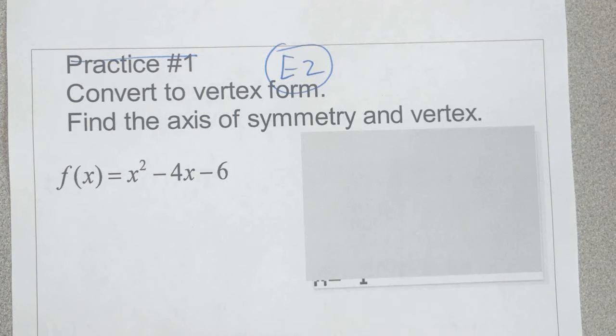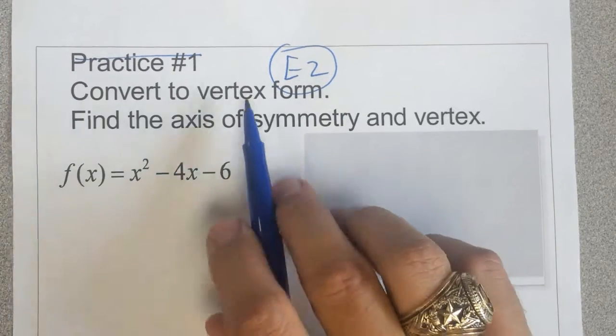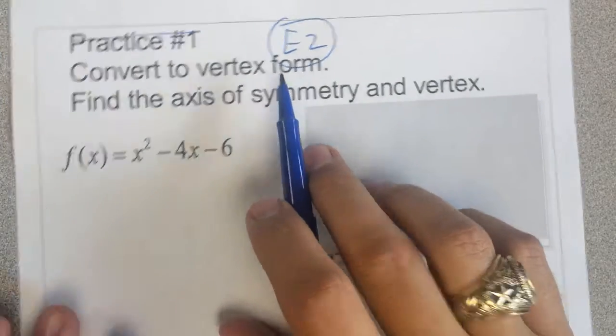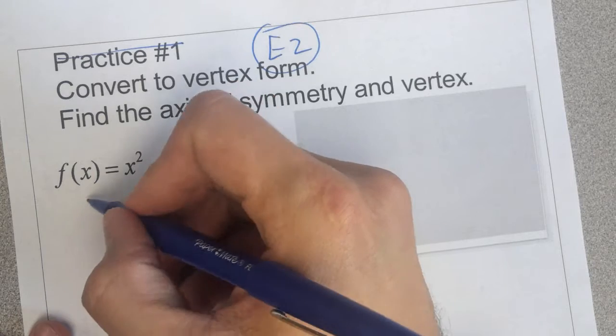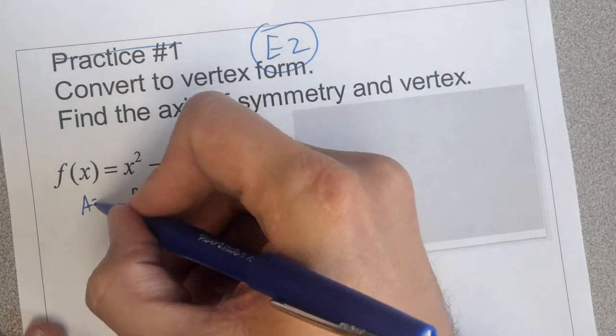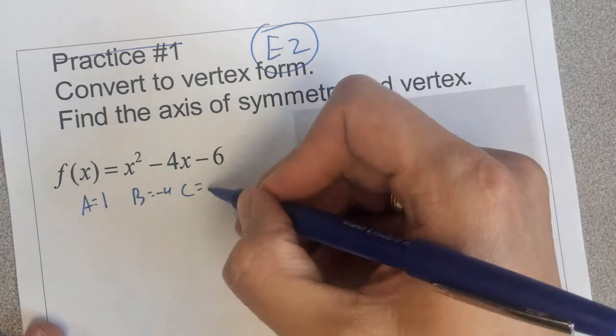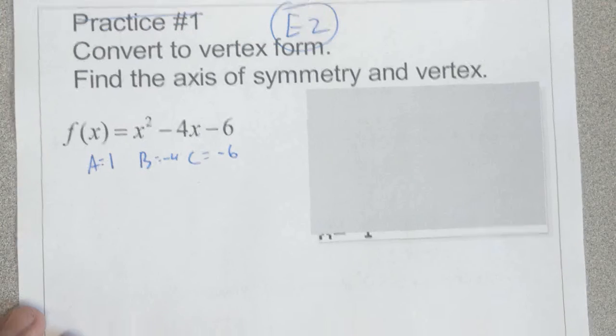Okay, this is example number 2. We're going from standard form to vertex form. First thing I want to do, let's go ahead and list out my A, B, and C. A in this case is 1, my B is -4, and my C is -6.